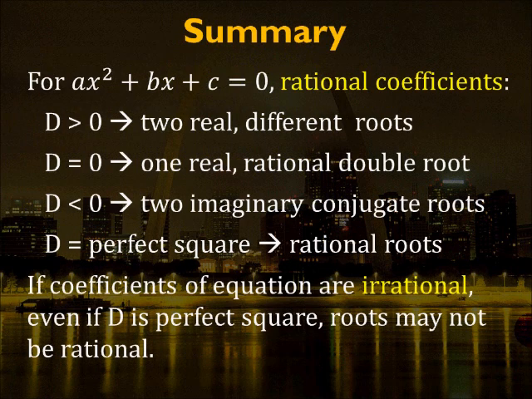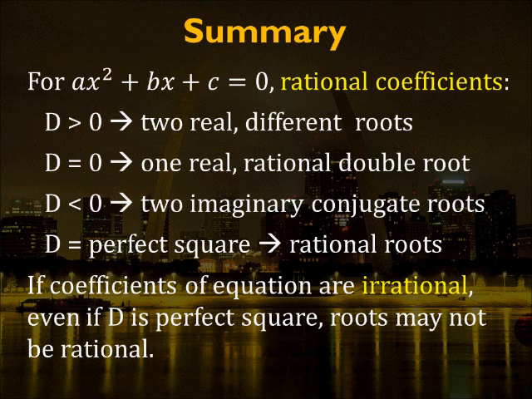So let's take a look at our summary. If you have an equation in the form ax squared plus bx plus c, where a is not equal to 0, and you have rational coefficients, and this is a little wrinkle on what the book does. If your discriminant is positive, you're going to have two real different or unequal roots. If your discriminant is 0, you're going to have one real and rational double root. If your discriminant is negative, you'll have two imaginary conjugate roots.